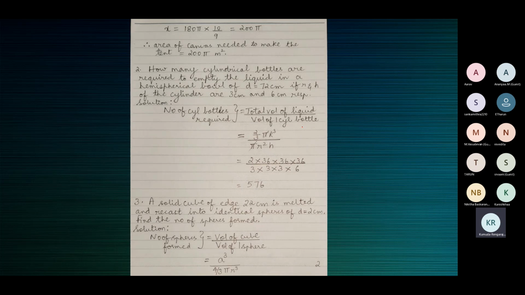See, let me show the earlier slide again. The number of spheres will be the total volume available, that is the volume of the cube, by the volume of each small thing. Each small thing is a sphere. Volume of a cube is a cube. What is the value of a? 22. Denominator, sphere: 4 by 3 pi r cube. R is given, diameter is given, so we can find R.